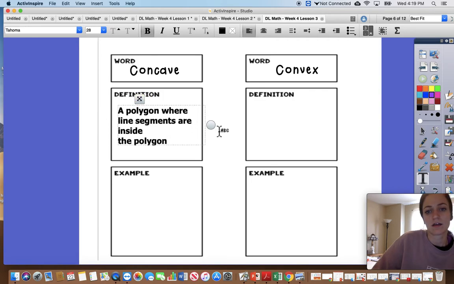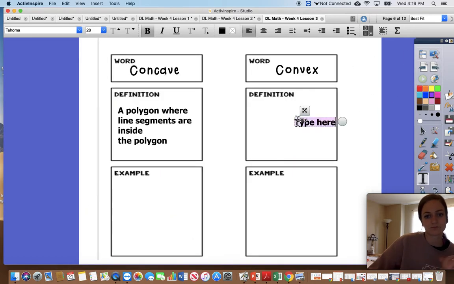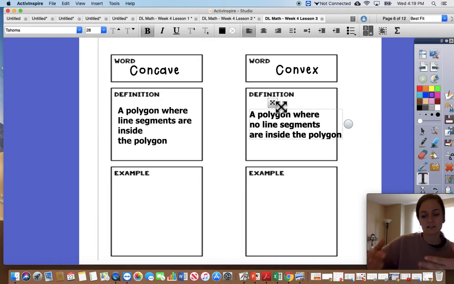Okay. And for convex, I'm going to go back. So no line segments are inside the polygon. Okay, so convex, they're all out. Concave, it caves in on itself. And then you can just draw some examples.